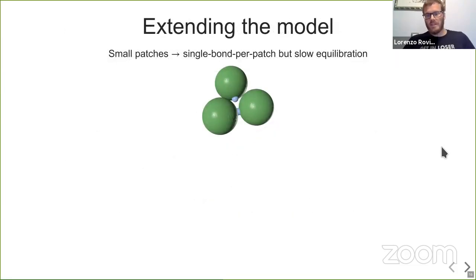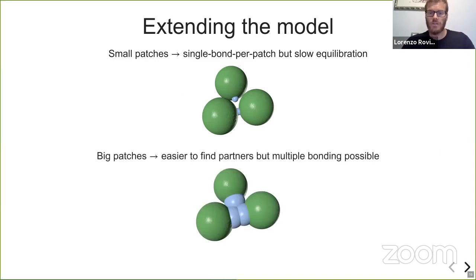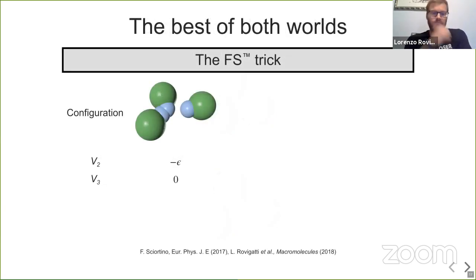Now, the point is that we need this single bond per patch condition. But if we have the single bond per patch condition in the simplest way, which is by using small patches, you'll see that the small patches are going to hinder your equilibration because you need to break a bond to form another, and a large affinity can cost you a lot of computational time. Of course, you could in principle use large patches, but then you'll end up with a lot of bonds per patch, which we don't want. So we use a sort of trick, which I named after Francesco Sciortino, who invented it, let's say.